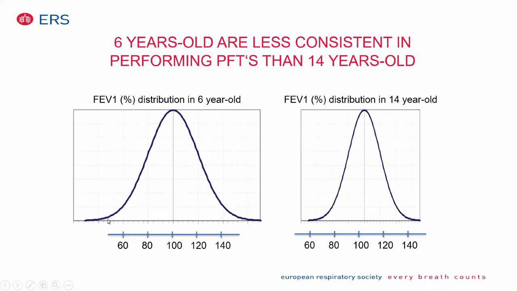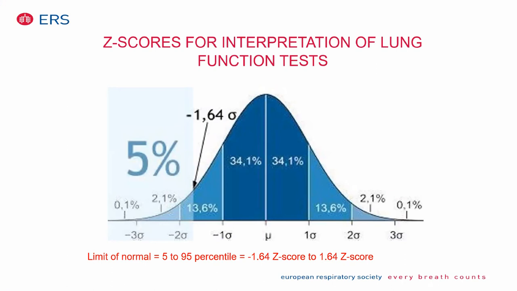And if you look, for instance, at a value of 60% of FEV1 in a 6-year-old child, this is probably still somewhere in the normal range, but in a 14-year-old, this is out of the normal range. And that's why it's better to use the standard deviations or the Z-scores.